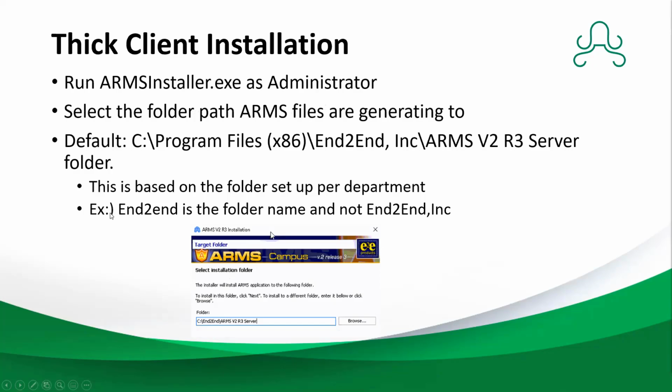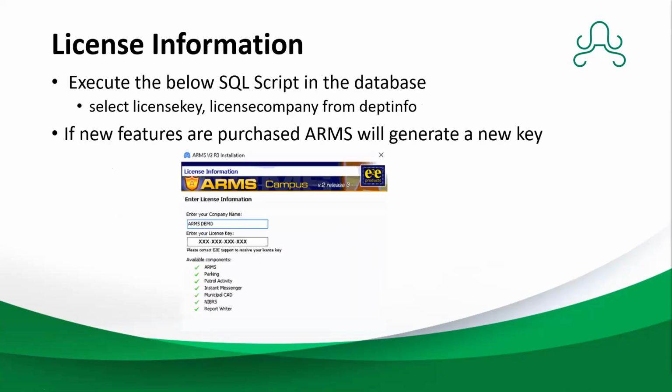And you can see down here, there's an example for end-to-end. You can just change that if you've already had it installed. So for the next screen, there's license information. And this is defaulted in if you have had the client installed. If not, you can go to SQL and you can run the script here below. And this will generate the key and the company name. If you've purchased new features, ARMS support will generate a new key for you. So we can just request that, and usually the support agent working will get that created for you.